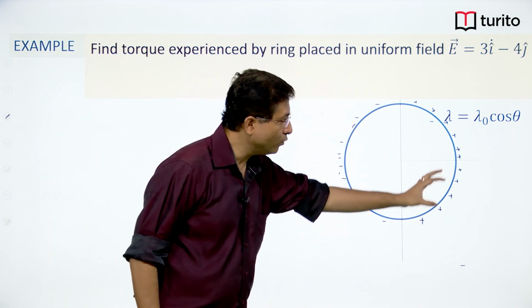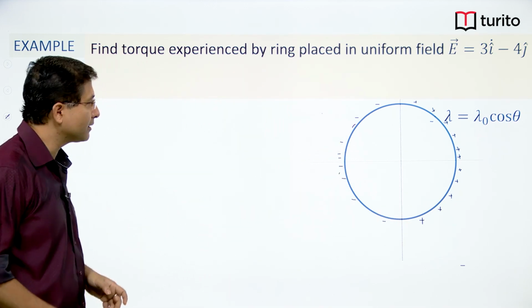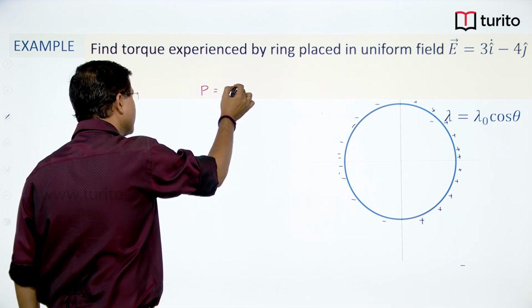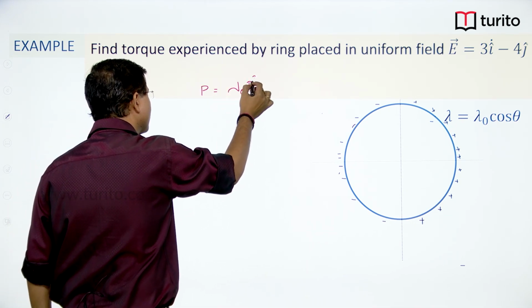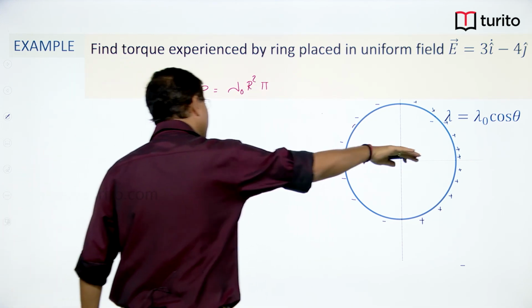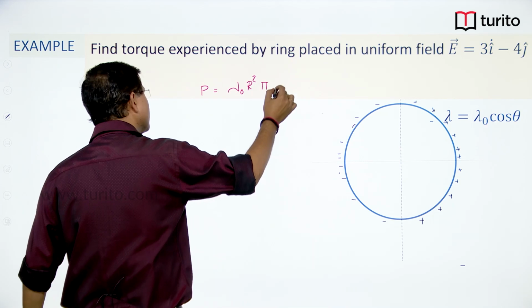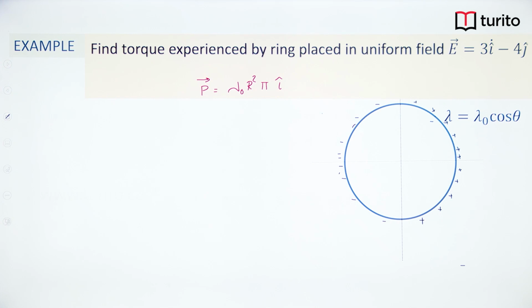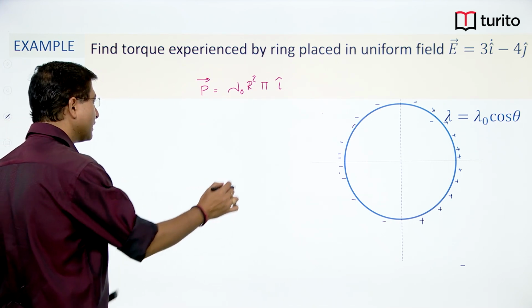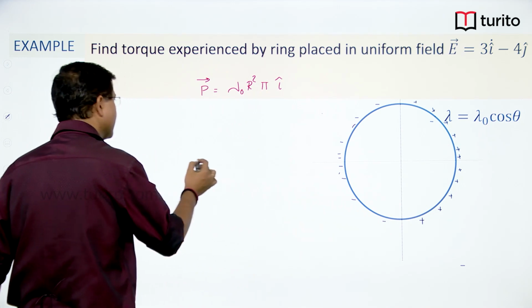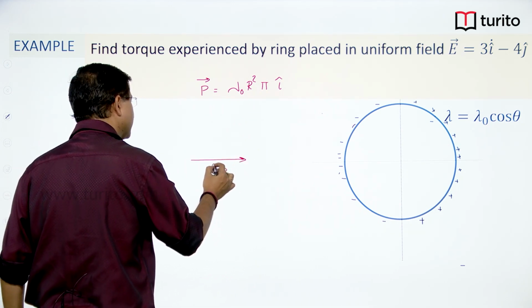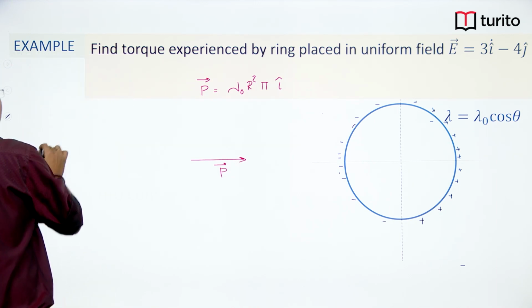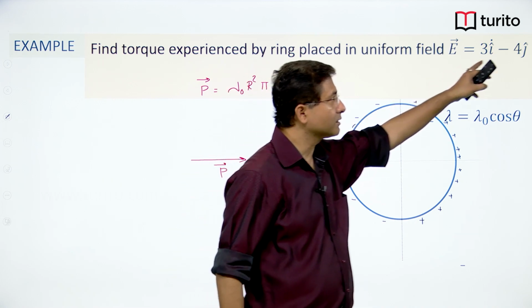That means this whole distribution can be replaced by a single dipole. What we got? Dipole moment we got lambda naught r square pi. And what was the direction? All dp's were coming in the same direction. So in vector form I can write this way, right? So this whole thing I can replace by a single dipole like this, and which is placed in field given by 3i minus 4j, right?